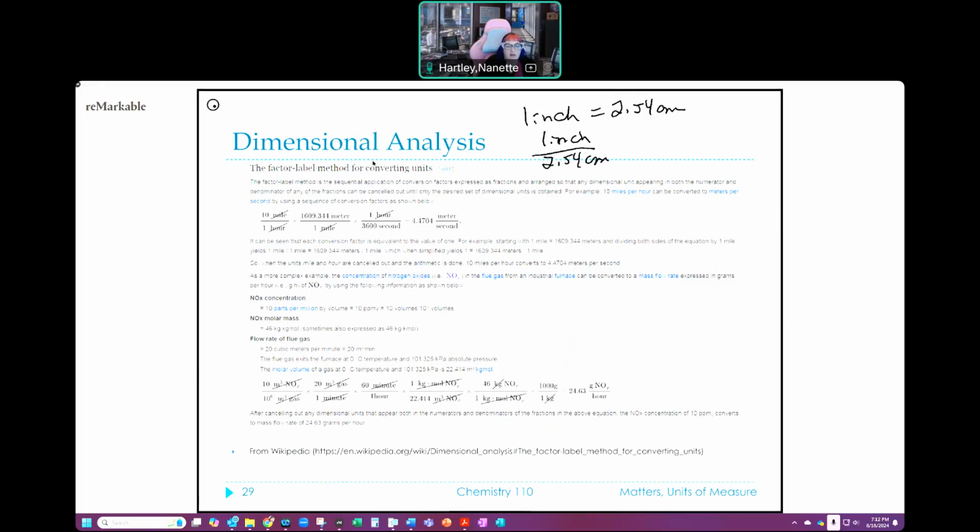Okay? If we wanted to set up and go from miles per hour to meters per second, I need to convert both the miles and the hours. Okay. I deal with the stuff on the top first.